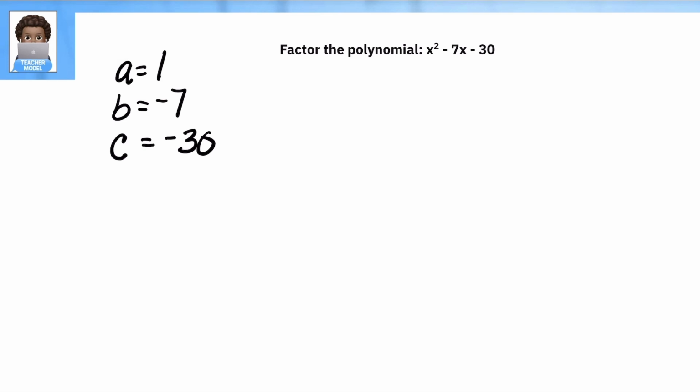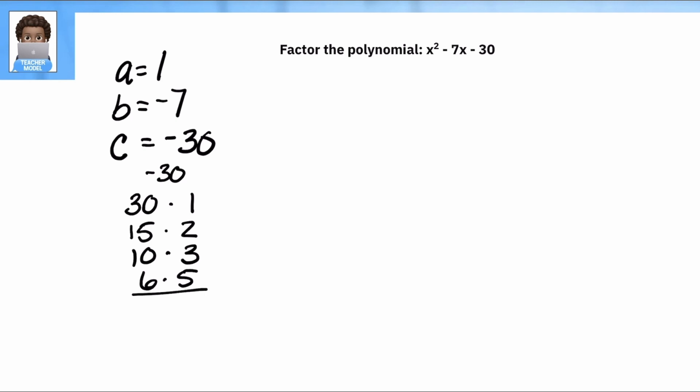So what we're going to do, let's list those factors of 30. 30 times 1. And of course, we're looking for negative 30, so one of these is going to be a negative. We have 15 times 2, 10 times 3, and 6 times 5. So here are all our factors. And the first thing I do when I look at these is think what combinations, when I add them up, are going to get me to 7. And I know that one of them is going to be negative. And the only one that gets me close is this one right here, 10 and 3.